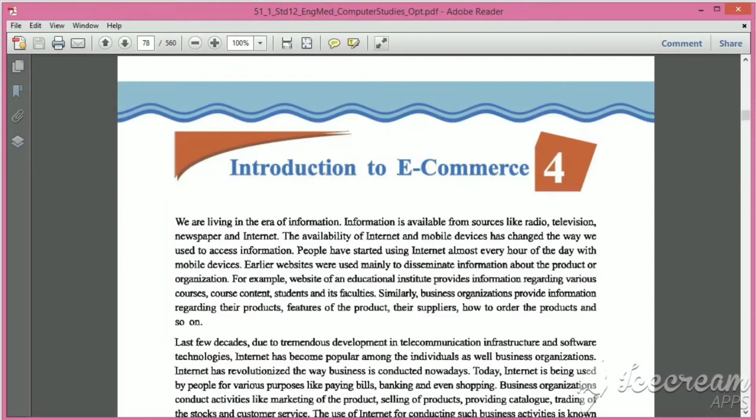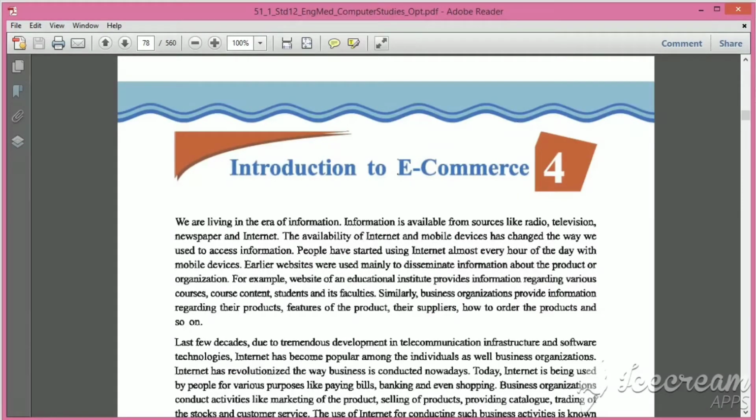Chapter number 4, Introduction to E-commerce for the 12th standard. Today, the internet is being used by people for various activities like paying bills, banking, and even shopping.